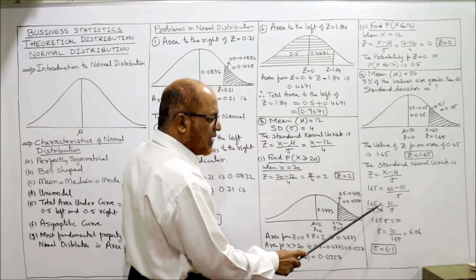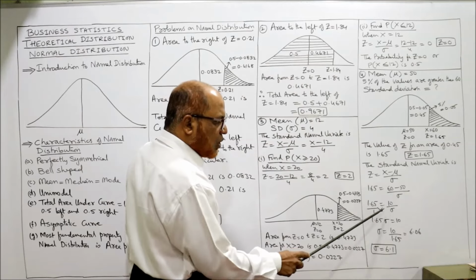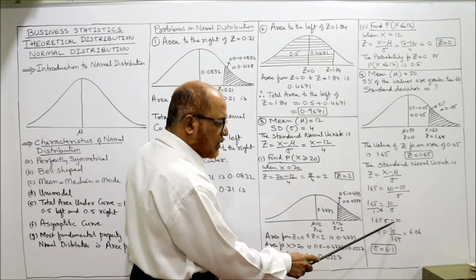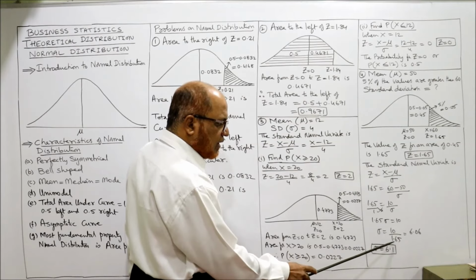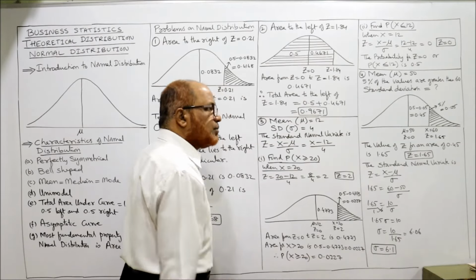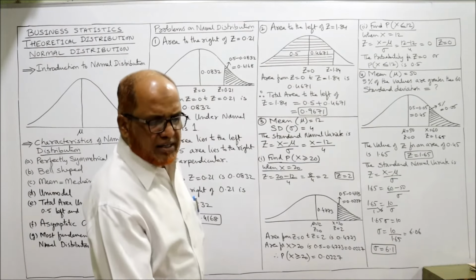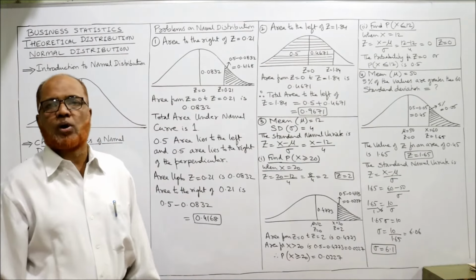अब 60 माइनस 50 10, तो 1.65 is equal to 10 divide by sigma. क्रॉस मल्टीप्लाई करिए, 1.65 into sigma is equal to 10. Sigma is equal to 10 divided by 1.65, you get 6.06. Round off कर दिए तो 6.1. Sigma is equal to, we can take 6.1.